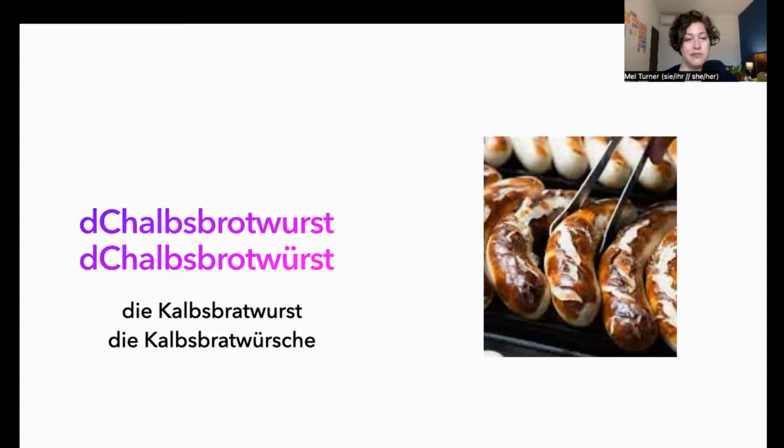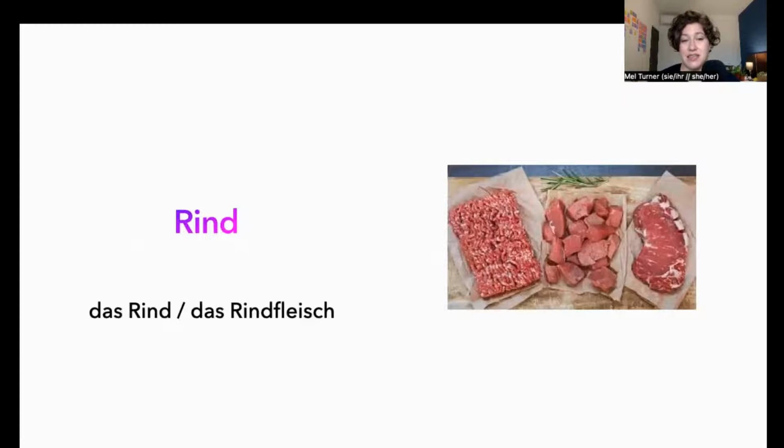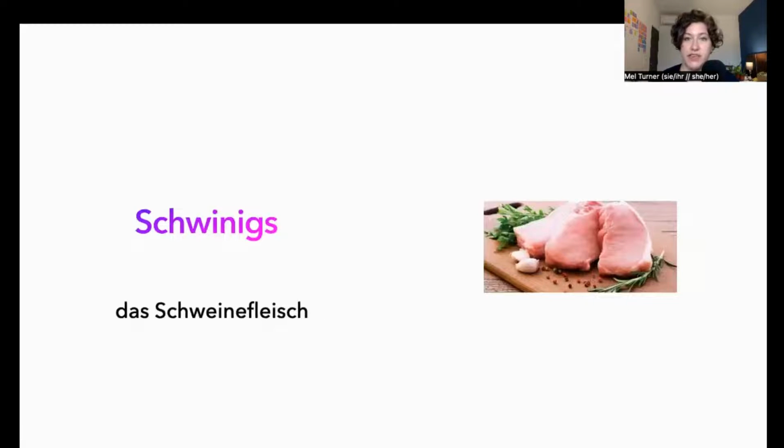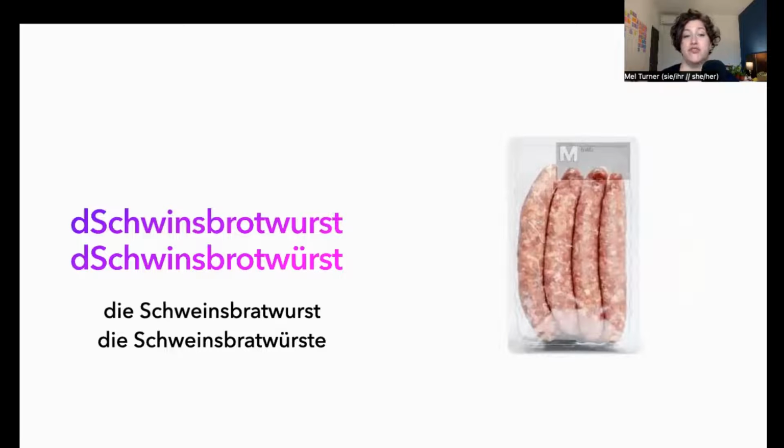So good to know. And then we have Rind. Das Rindfleisch. Rindfleisch is cow, the male cow. I think, is it a female cow? It's a female cow. No, Rind is male. It's beef. It's Rind. And Kalb and Rind is also how we call the animal as well. Then we have Schweinefleisch. What's that? It's pig. And then we have Schweinsbratwurst.